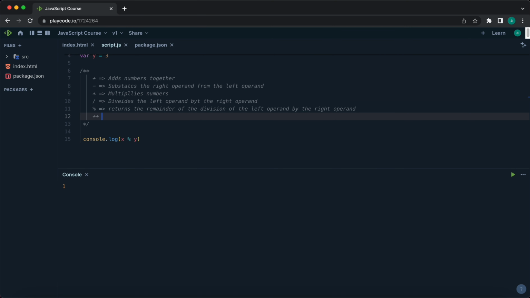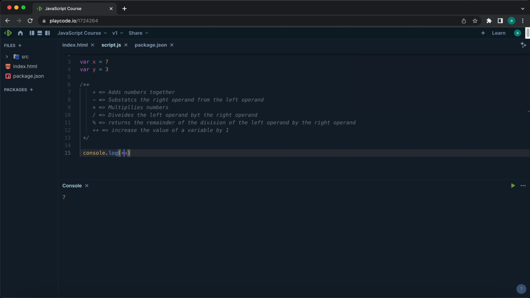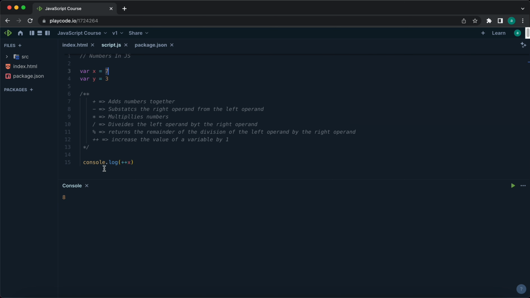Next, we have the increment operator. We use this to increase the value of a variable by 1. For example, we have here x = 7. console.log(x) gives 7. If we just add here the increment, we get 8, because 7 plus 1 equals 8, because this increment increases the value of a variable by 1.